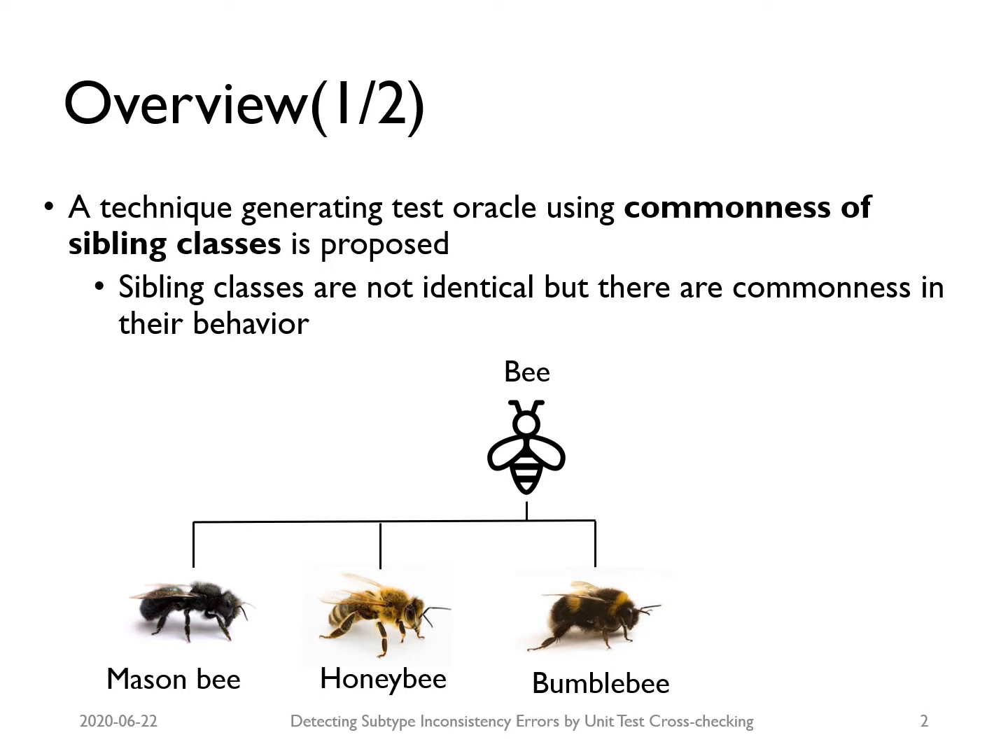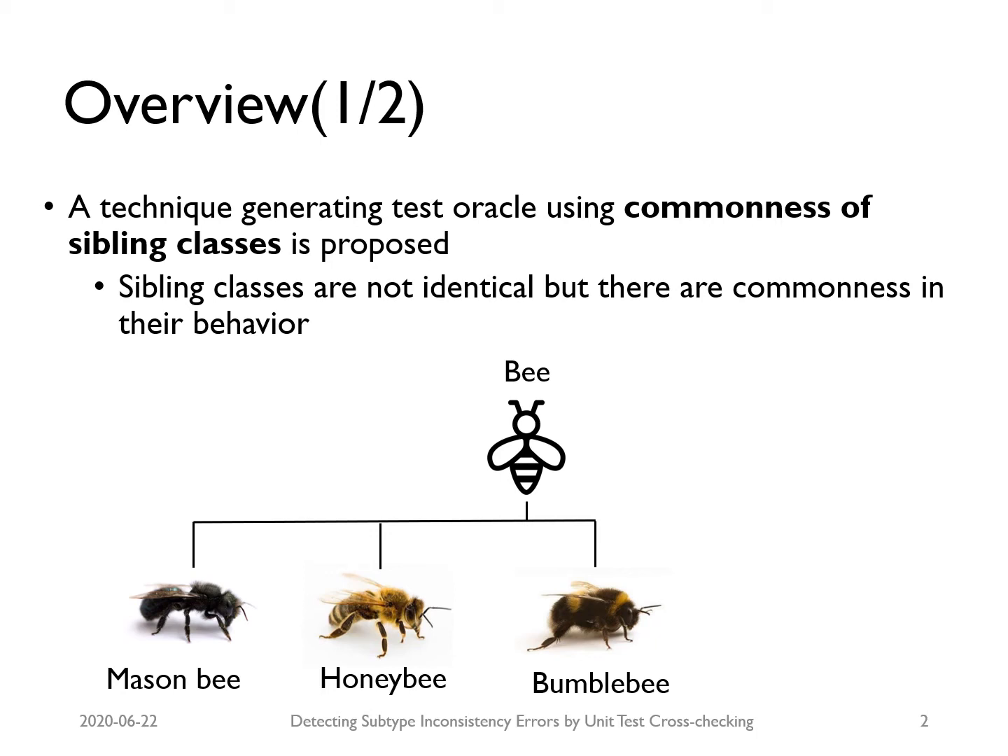In order to solve the test oracle problem, we propose a method of using the common features of the sibling classes as test oracle. Even though sibling classes are not identical to each other, there are some common features in their behavior, and we are using that as a test oracle.